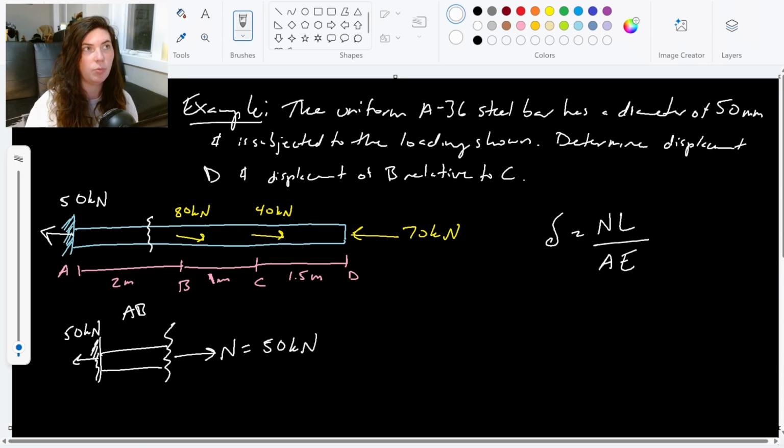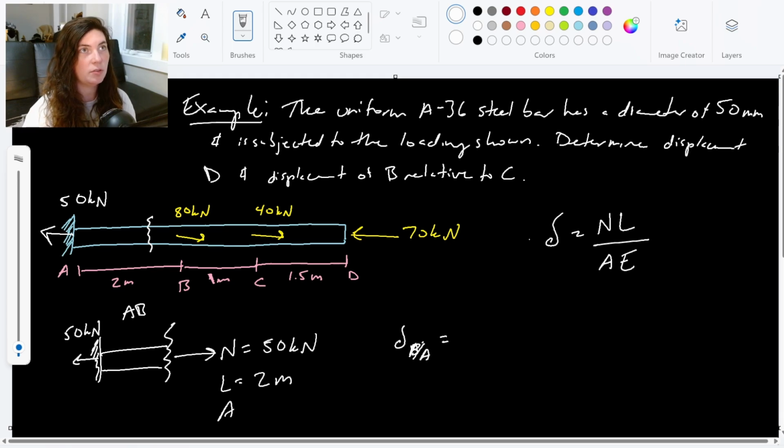So now I have the end portion of this equation. This is the displacement of B relative to A. This is how B is moving with respect to A, or with respect to our far side. So for this section, I have N. I have L. The total length A to B is 2 meters. So L is 2 meters.